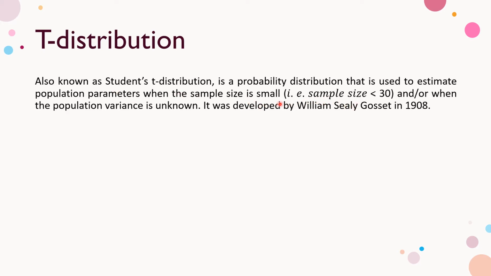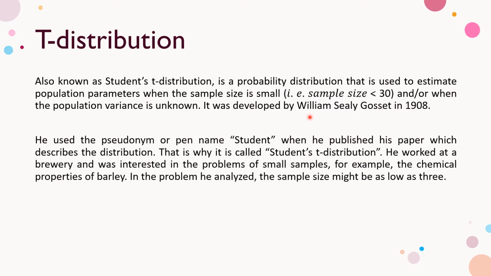So when the sample size is less than 30, we use the t distribution, or when the population variance is unknown, or we do not have knowledge about the characteristics of the population. The t distribution was developed in 1908 by William Gosset. William used the pen name Student when he published his paper, in which he describes this distribution. That is why this is called the student's t distribution, because Student was the pen name that William Gosset used.